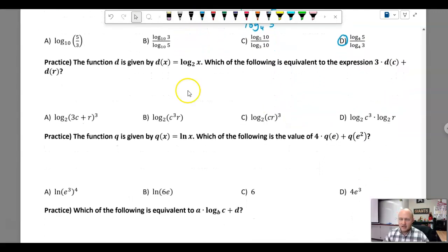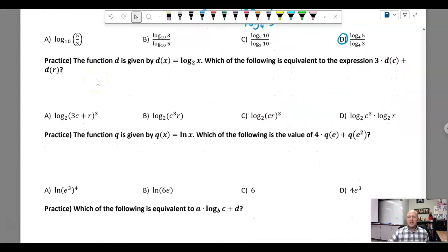Okay. Again, this idea of evaluation: remember, you can pause me and try these and then listen to the solution here. The function d is given by d of x is log base 2 of x. Which of the following is equivalent to the expression 3d of c plus d of r?